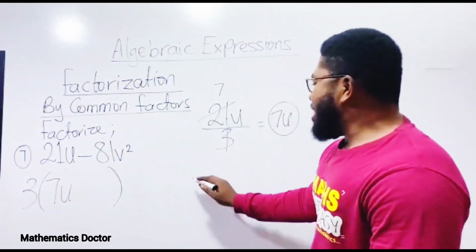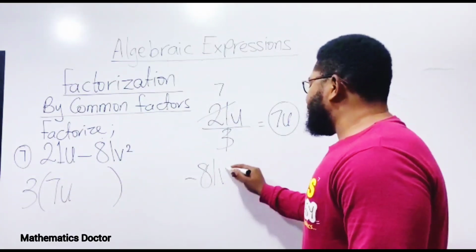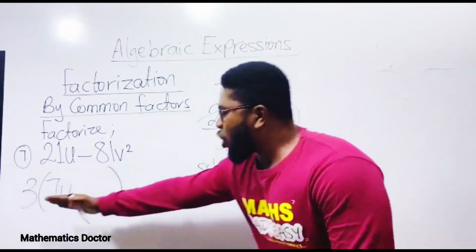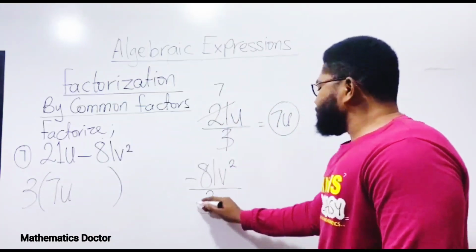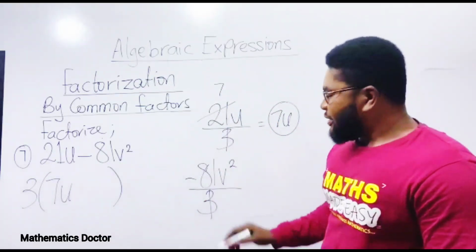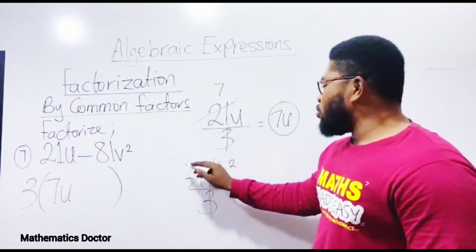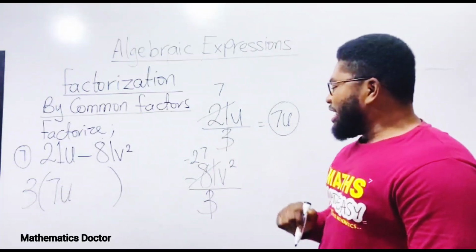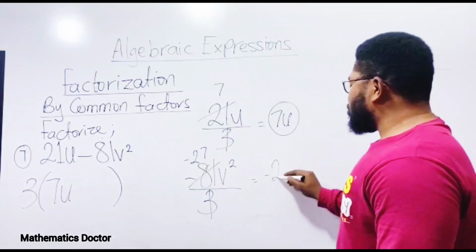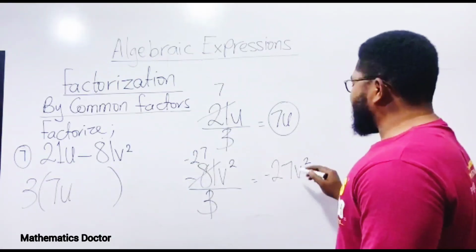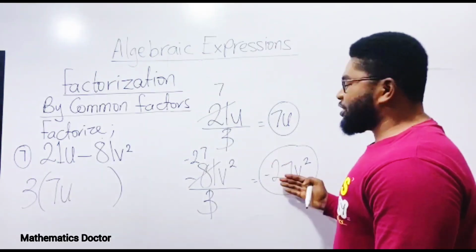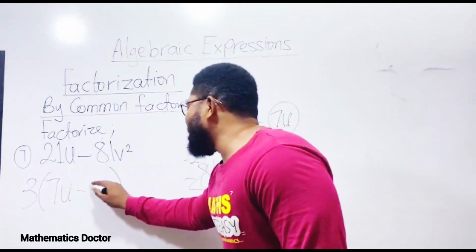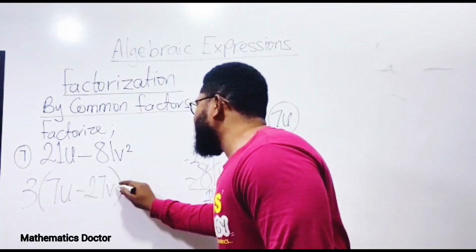Then we have the next term as minus 81v squared divided by the common factor, which is 3. Now 3 into itself is 1. And 3 into minus 81 will become minus 27. Now, if you check the one at the numerator side, we have minus 27v squared as the final expression for this. So we bring it here to be minus 27v squared.